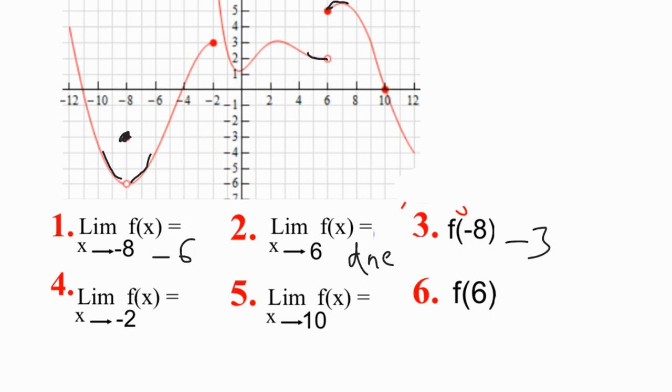It's very important. When we talk about f, we don't care about the neighborhood. We don't care about surroundings. We only care about the specific point. And over here, the specific point, f of -8, does equal -3. So let's continue at -2. So we're talking about the limit as x approaches -2.